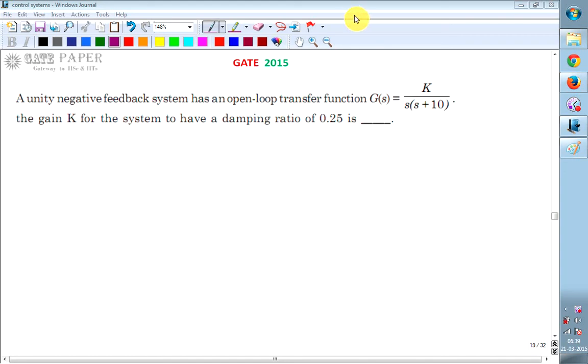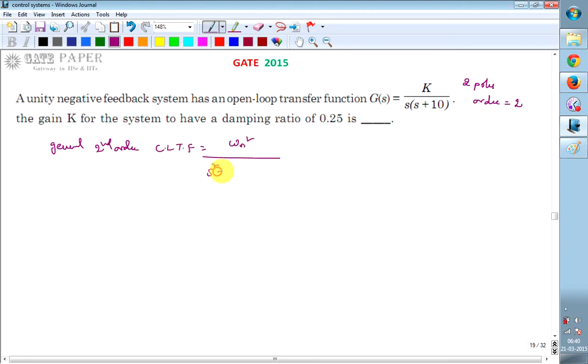If you observe the open loop transfer function, it consists of one pole at the origin, and the other pole is at -10. So it consists of two poles, which means the order is 2. So the given system is a second order system. The general second order closed loop transfer function that we know is omega n square divided by s square plus 2 zeta omega n s plus omega n square.